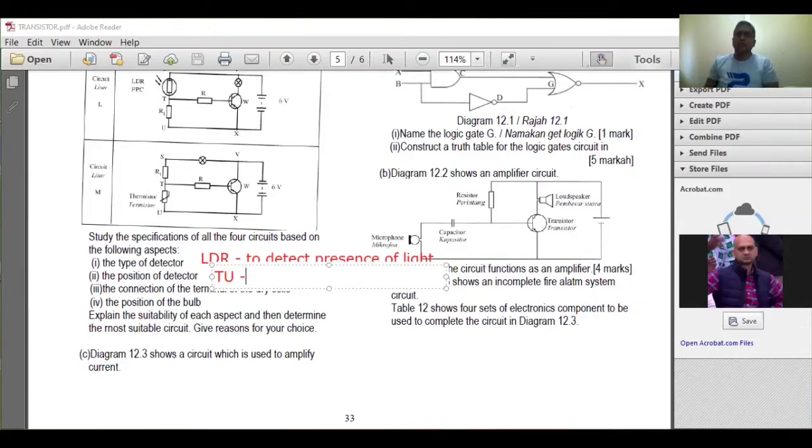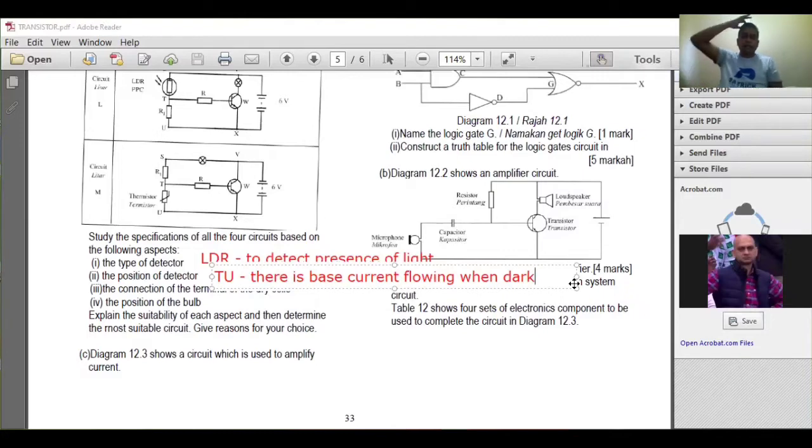Why we put it there, you can say because there is base current flowing when dark, or there is collector current flowing when dark. Or you can even say so that the base voltage is high when dark. Okay, the base voltage is high when dark.